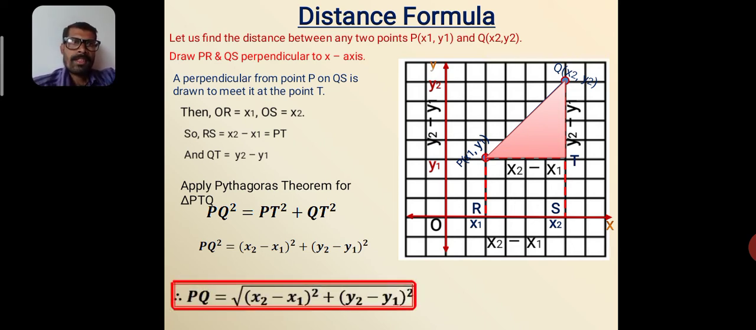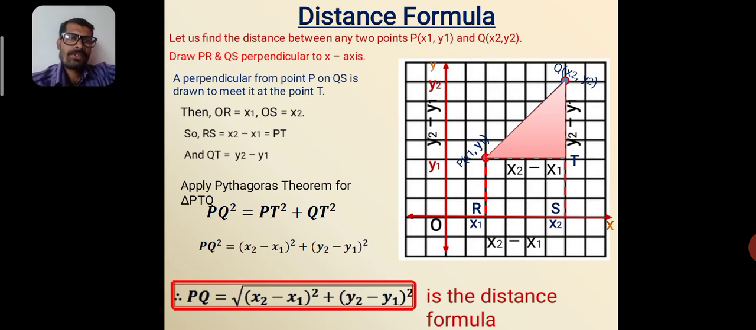So therefore the distance between P and Q is given by the square root of (x2 minus x1) whole square plus (y2 minus y1) whole square. This is called the distance formula. Actually this is the distance between any two points P and Q in the coordinate plane. So the distance formula is given by the square root of (x2 minus x1) whole square plus (y2 minus y1) whole square.